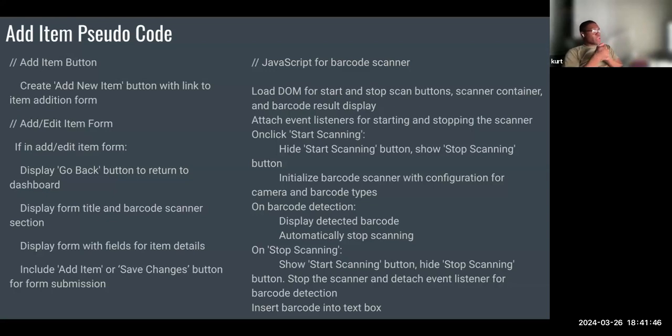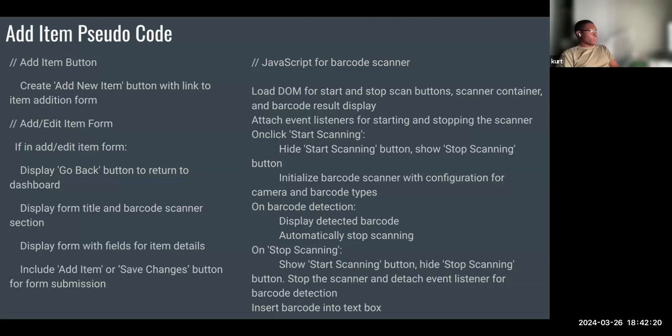Now the JS in the background, or it's not in the background, but the JavaScript to handle this functionality. First, it loads the DOM from the start and stop scan buttons, and the scanner container and barcode results display. We have an event listener to start and stop scanning. If you click start scanning, it'll hide the start scanning button and show a stop scanning button.